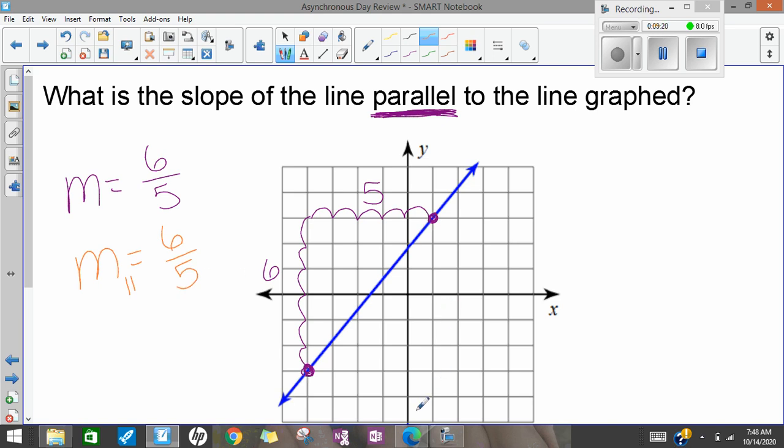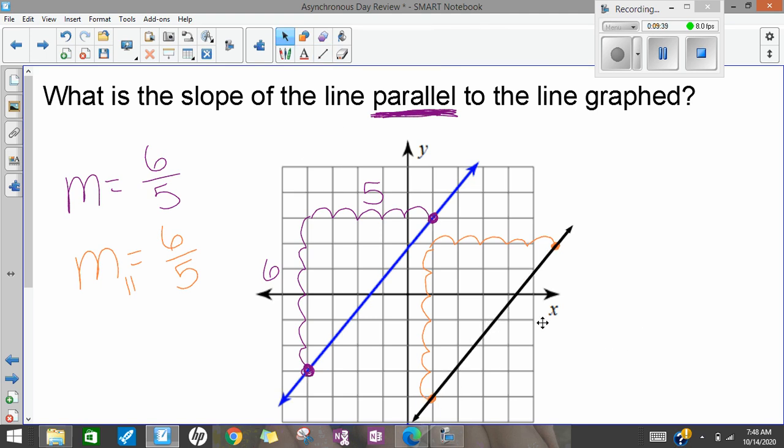So if I pick any point and I go up 6 and I go right 5, oops, I'm going to be off the graph a little bit. I can draw a parallel line. 2 lines that will never ever touch each other.